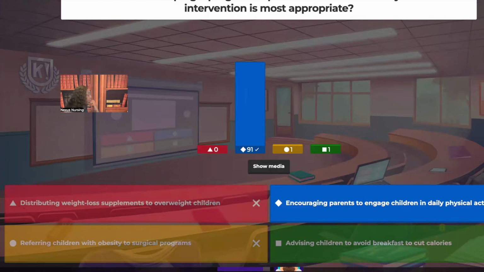Okay, very good, guys. Yes, that's primary because we're trying to prevent it from happening. And so what you're going to do is encourage the parents to engage children in daily physical activity. Guess what children love to do? Play. You're going to talk to the parents, take them to the park, take them for a walk around the neighborhood. Kids have lots of energy. Take them for physical activity.